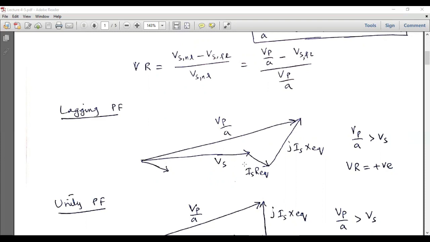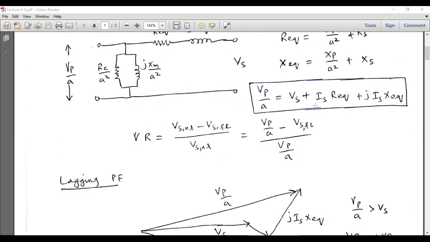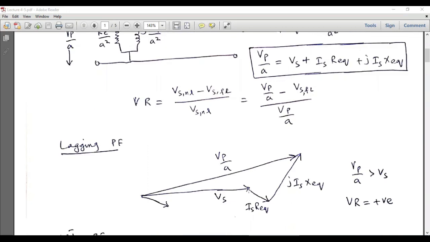If we want to predict the orientation of the voltage drop across this R equivalent resistance, then its phasor will be aligned with this Is vector, because R equivalent is actually a real number, and the direction of Is will also be the direction of Is R equivalent. So this is the direction of Is R equivalent, and we know that jIs X equivalent will be at 90 degrees with this Is R equivalent. So this is Is R equivalent, and jIs X equivalent will be at 90 degrees with this vector.